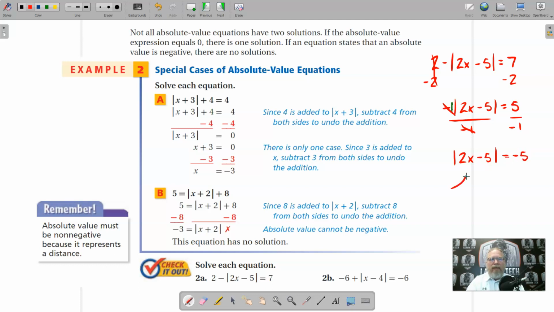Now I have the absolute value isolated on the left, and it is supposed to equal a negative number. Well, like in example B here, there's no solution for that. There's no way I'm going to be able to do anything with what's inside of these absolute value brackets that is going to produce a negative 5, because absolute values are always positive. Since I've isolated the absolute value portion of the equation and the other side is a negative number, that means there is no possible solution.